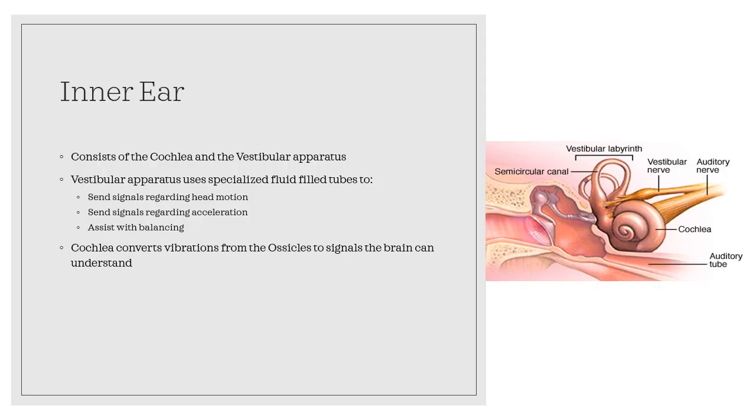The inner ear consists of the cochlea and the vestibular apparatus. The vestibular apparatus are specialized fluid-filled tubes that are laid out in a way that can help sense different motions of the head. There is a tube for forward and backward motion, side to side motion, and tilt left and tilt right. They can also help us sense acceleration. All of this is to assist us with balancing.